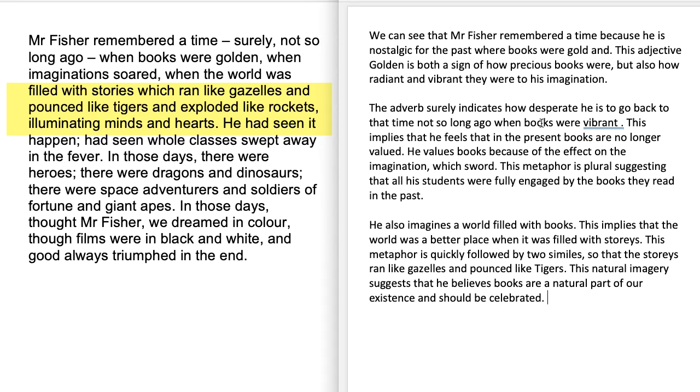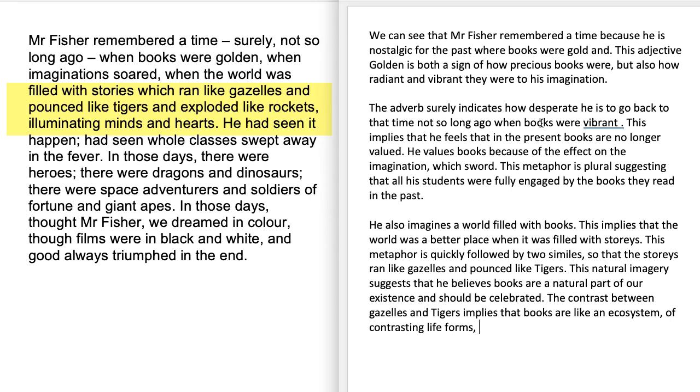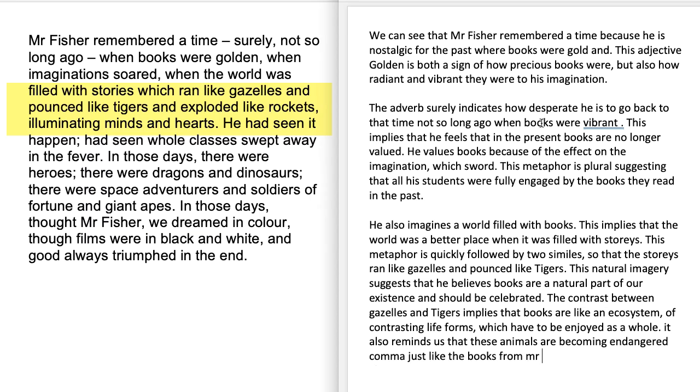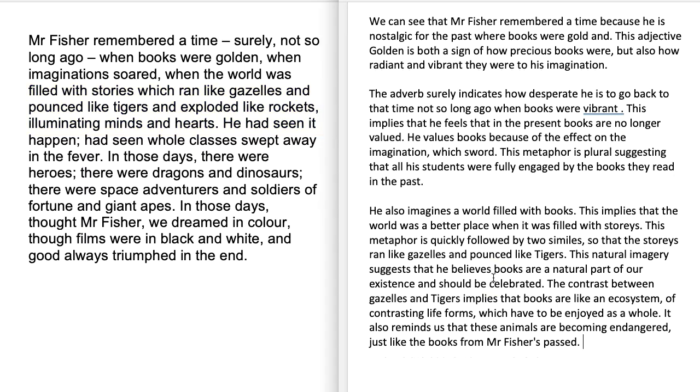The contrast between gazelles and tigers implies that books are like an ecosystem, comma, of contrasting life forms, comma, which have to be enjoyed as a whole. Full stop. It also reminds us that these animals are becoming endangered, comma, just like the books from Mr. Fisher's past. Full stop. Okay, I'm happy with that.